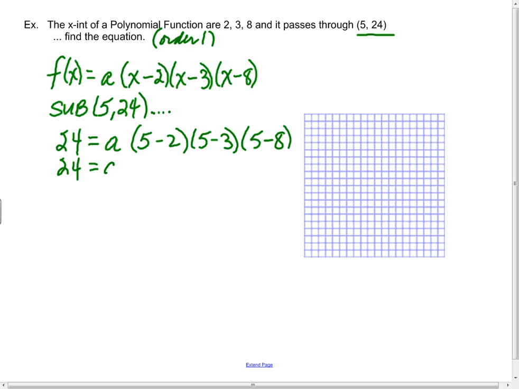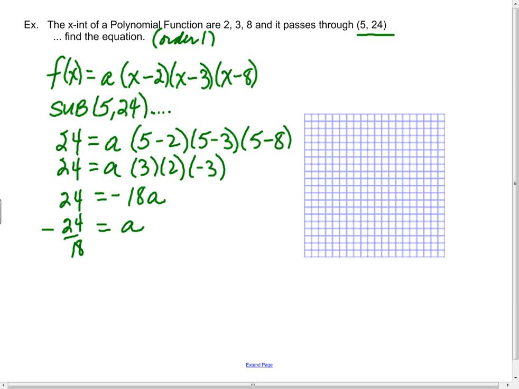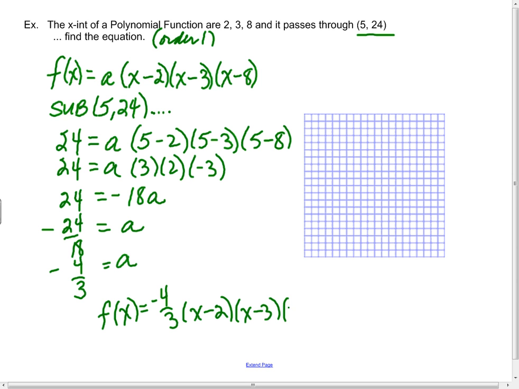I just need to tidy up a little bit. This is 3, 2, negative 3. Negative 3 times 3 is negative 9 times 2 is negative 18. Divide both sides by negative 18. And I guess it would be good to simplify as much as possible. 6 goes into the top and the bottom. So a, my leading coefficient, is negative 4/3. So my function is negative 4/3, x minus 2, x minus 3, x minus 8.